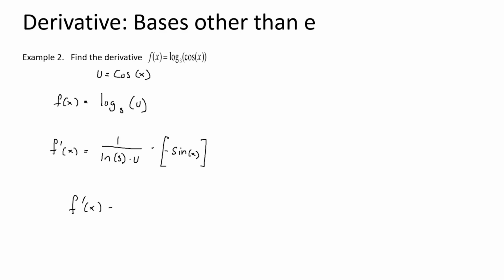f prime is equal to negative sine x over ln 3 times cosine x. And we know sine over cosine is equal to tangent, so the answer will be negative tangent x all over ln 3.